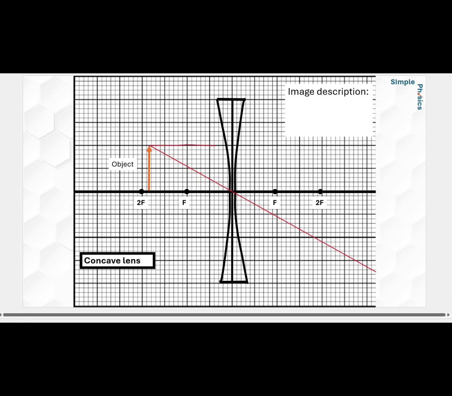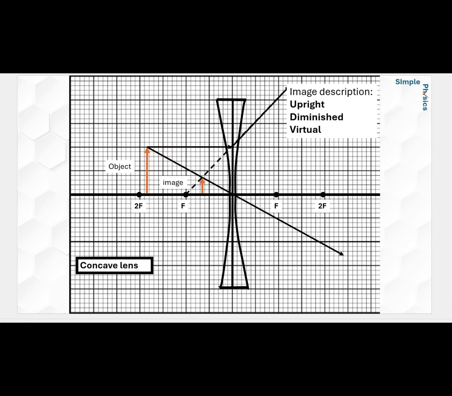Okay, and then the next one, a parallel ray hits the center of the lens, and then how do you work it out? Go from the focal length to there, and then draw it straight. Use a ruler, of course. Let me just show you, it's easier. So it looks like this. All right, so where the two lines intersect is where the image is.